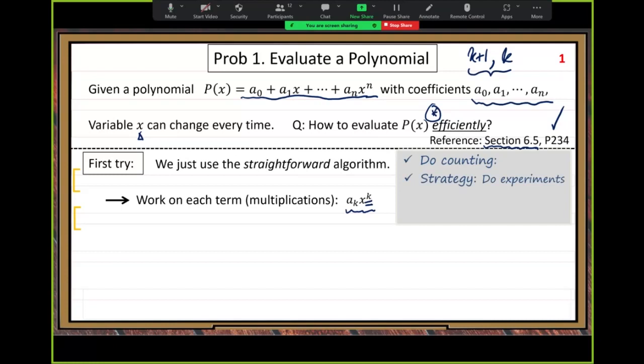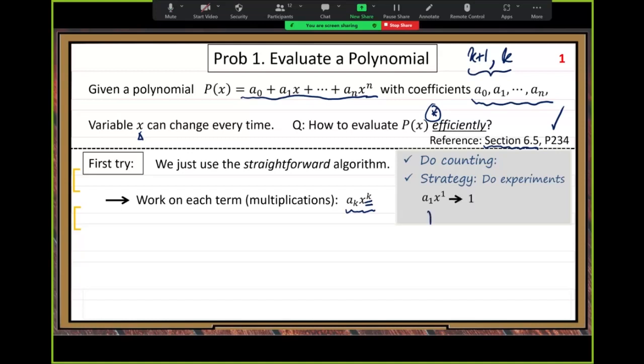When we do experiments, we want to try some relatively small number k. Let's say k equals 1: a1 times x to the first. How many multiplications do we need here? a1 times x to the first, how many multiplications? 1. Good. Only 1.